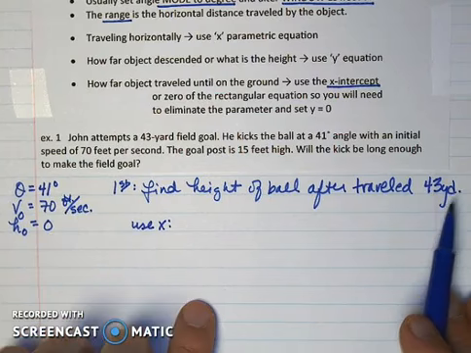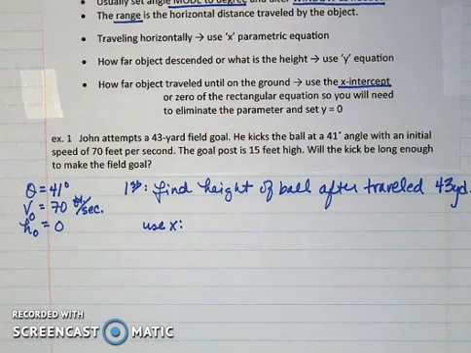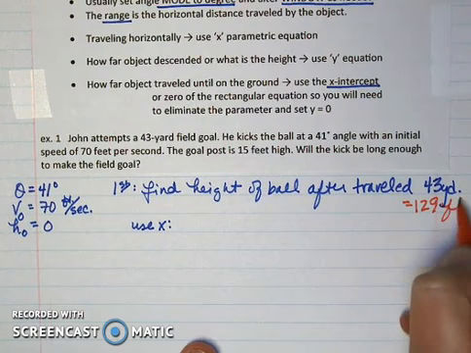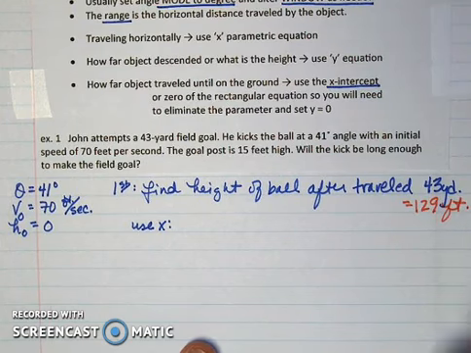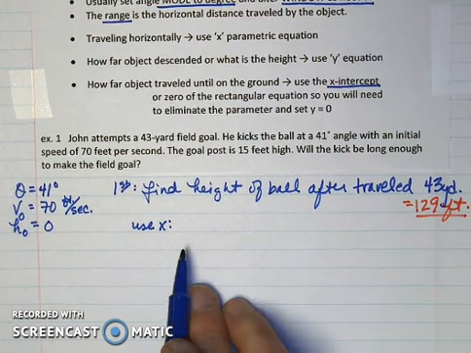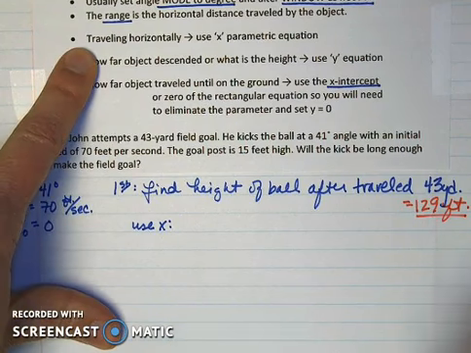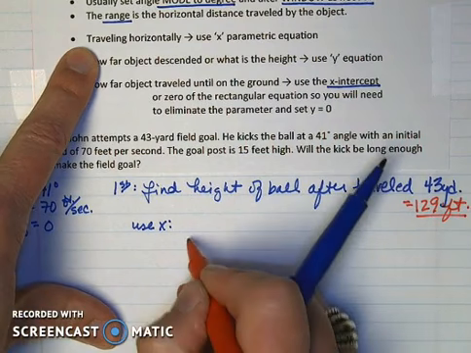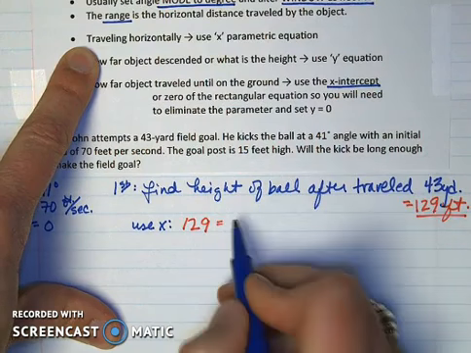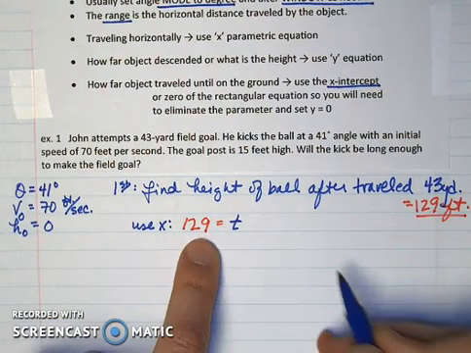So I first need to change my yards. 43 yards would be how many feet? Multiply that by 3, that's 129 feet. I would need to do that conversion first. Okay? Then I would say if my horizontal distance is my X, I would want to know when it traveled 129 feet, what was the time that it took to travel that distance.